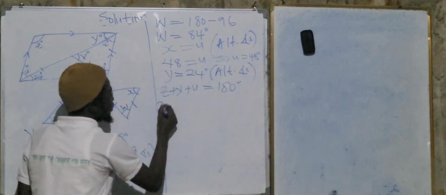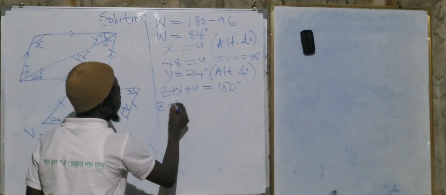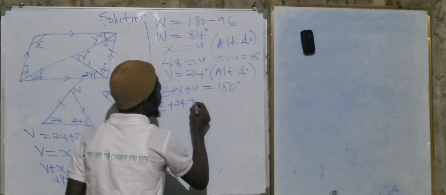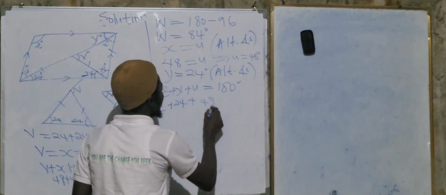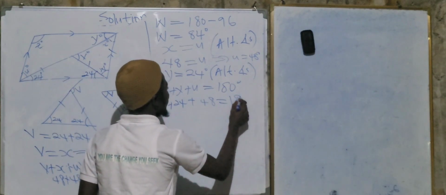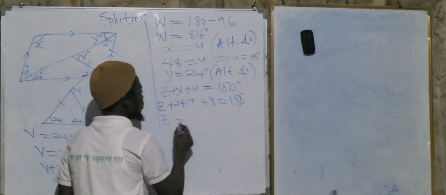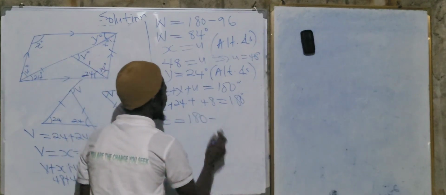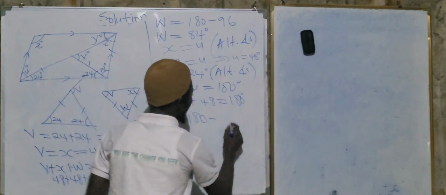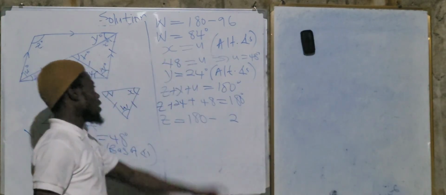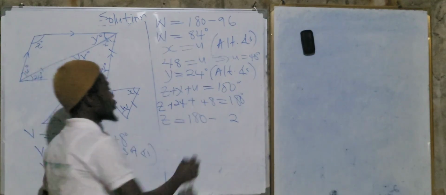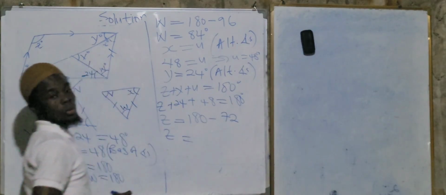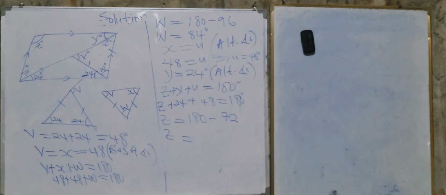Now Z plus Y, what is Y now? 24, right? Plus U, what is U now? 48. Equal to 180 degrees. And Z is now equal to 180 minus, now 8 plus 4 is 12, write 2 and carry the 1. And 4 plus 2 is 6, plus 1 is 7, so 72. Z is equal to 180 minus 72, which is 108.